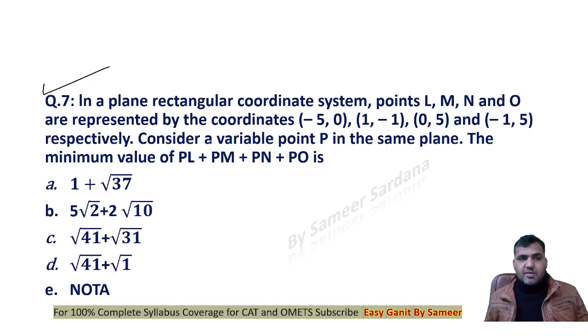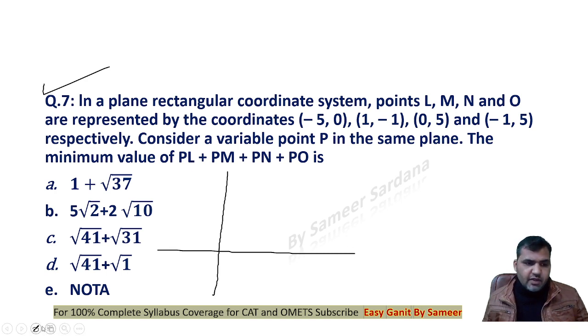Here's the next question, question number 7. In a plane rectangular coordinate system, points L, M, N, and O are represented by the coordinates minus 5, 0; 1, minus 1; 0, 5; and minus 1, 5 respectively. Consider a variable point P in the same plane. The minimum value of PL plus PM plus PN plus PO is what? Okay, let's try to see the points here. P, you can see here.